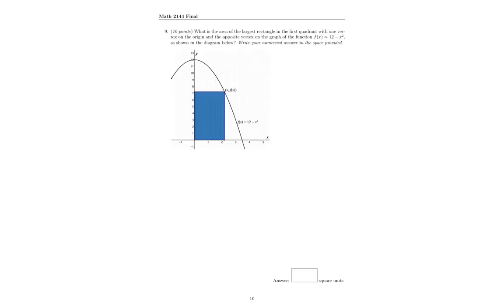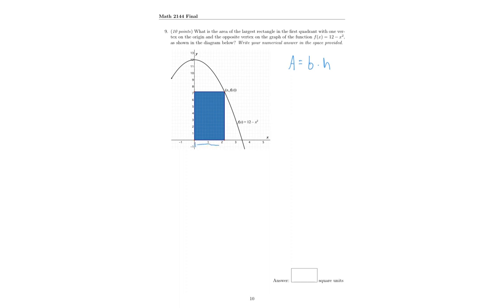Okay, so this next one, this is going to be our optimization. What is the area of the largest rectangle in the first quadrant with one vertex on the origin and the opposite vertex on the graph of the function f of x equals 12 minus x squared, as shown in the graph above? Well, first off, we're trying to maximize the area. So our area equation is base times height, right?